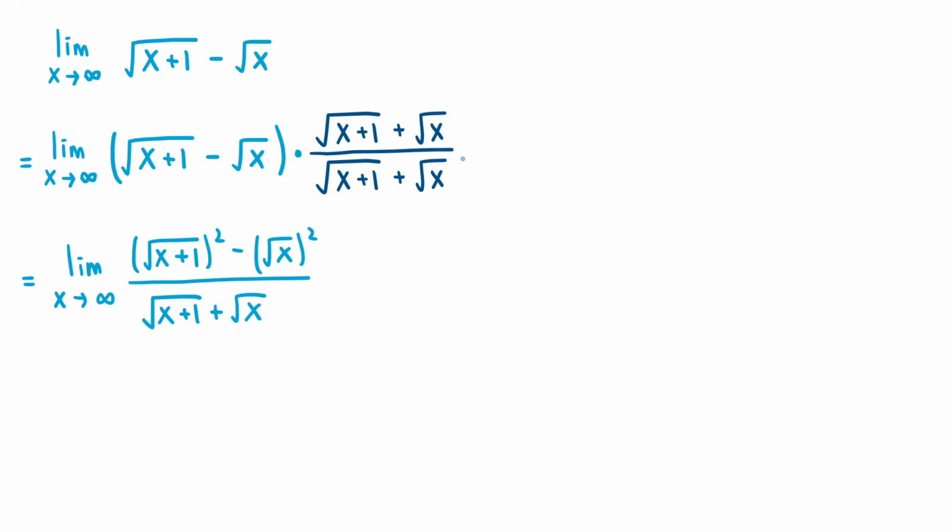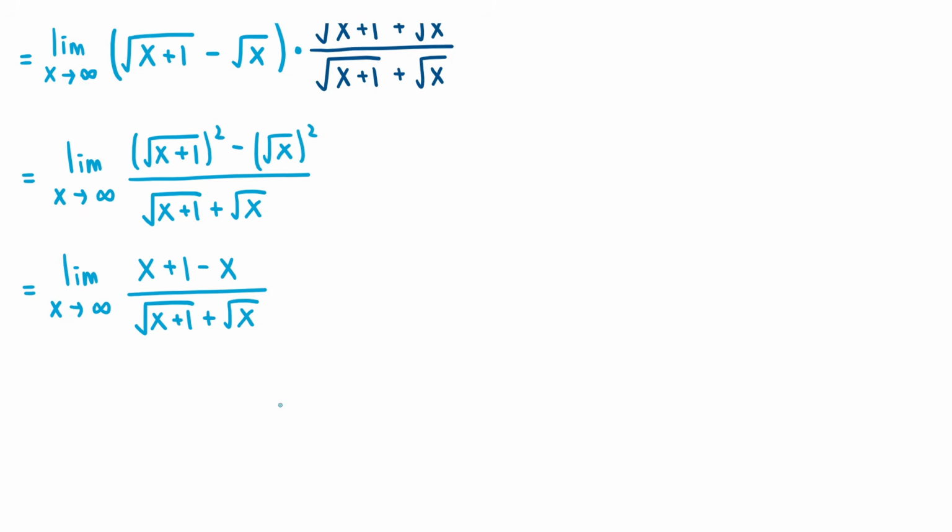If we use the formula (a plus b) times (a minus b) equals a squared minus b squared, the numerator becomes the square root of x plus 1, all squared, minus the square root of x, all squared, when we multiply the expressions in the numerator. The denominator simply becomes the square root of x plus 1 plus the square root of x. The square root and the square cancel out for both terms in the numerator, so the numerator just simplifies to x plus 1 minus x.